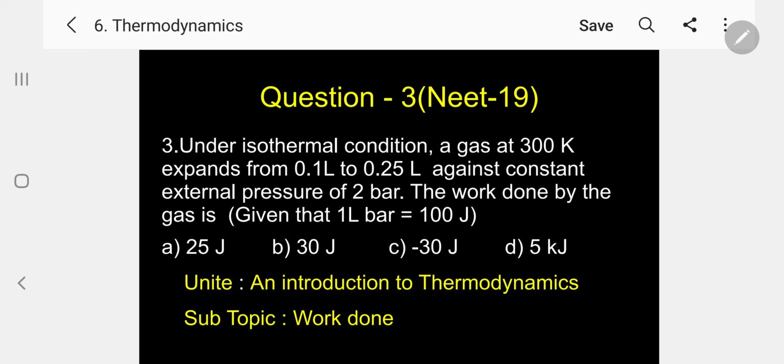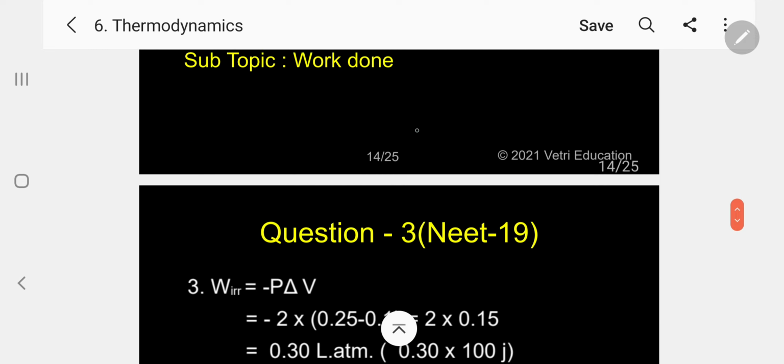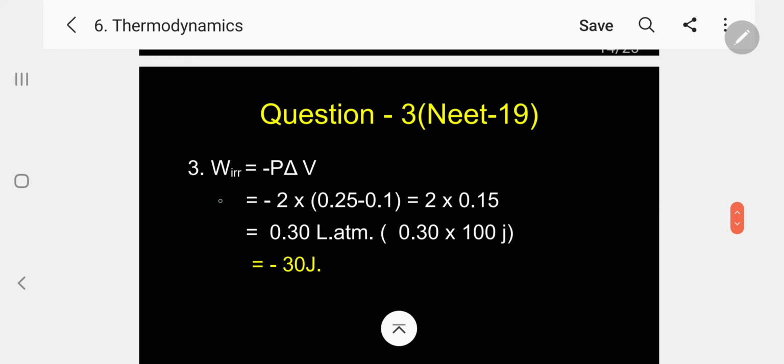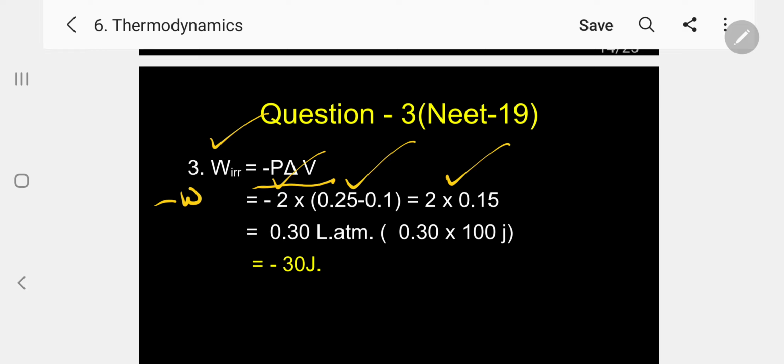Kindly follow. So what do we have to do now? We have to introduce the equation: W equals minus P delta V. P we know is 2 atmosphere, and delta V is 0.25 minus 0.1, so 2 into 0.15. The answer is 0.30 liter atmosphere, with a minus sign. But we know 1 liter atmosphere equals 100 joule. So 0.3 into 100 gives minus 30 joule, which is the correct answer.